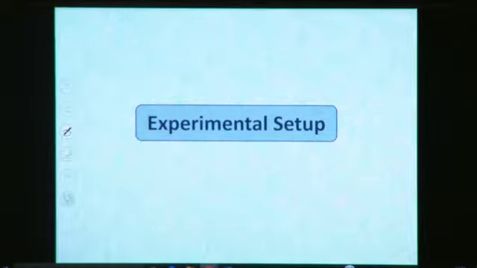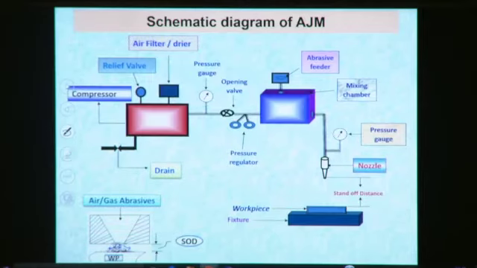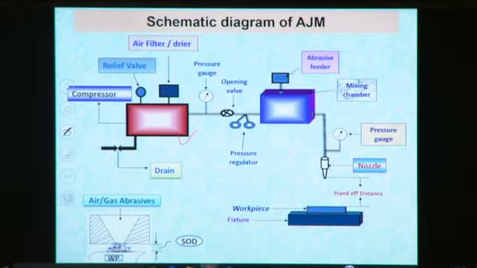Now we shall discuss the different components of abrasive jet machining. This is the experimental setup of the abrasive jet machining process, a schematic diagram. Here we need a compressor. Why do we need a compressor? Because to generate a high velocity jet, we need compressed air. For generating this compressed air, we need a compressor, where very high pressure, a multiple of atmospheric pressure, is generated.